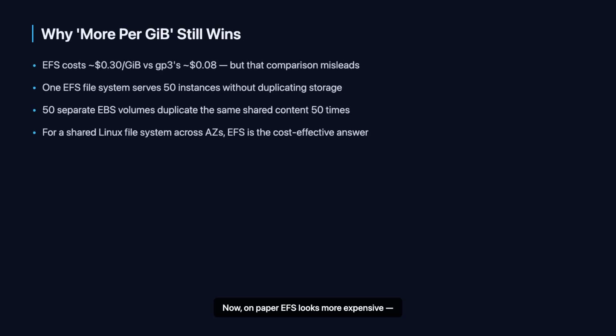Now, on paper, EFS looks more expensive, 30 cents per gigabyte against GP3's 8. But that comparison misleads you, and the exam knows it. Say 50 instances all need the same shared content. One EFS file system serves all 50 without duplicating a single byte. To do the same with EBS, you'd need 50 separate volumes, each holding its own copy of that same content, 50 times the storage. So when a question asks for the most cost-effective shared Linux file system across multiple availability zones, EFS wins, higher per gigabyte price and all.